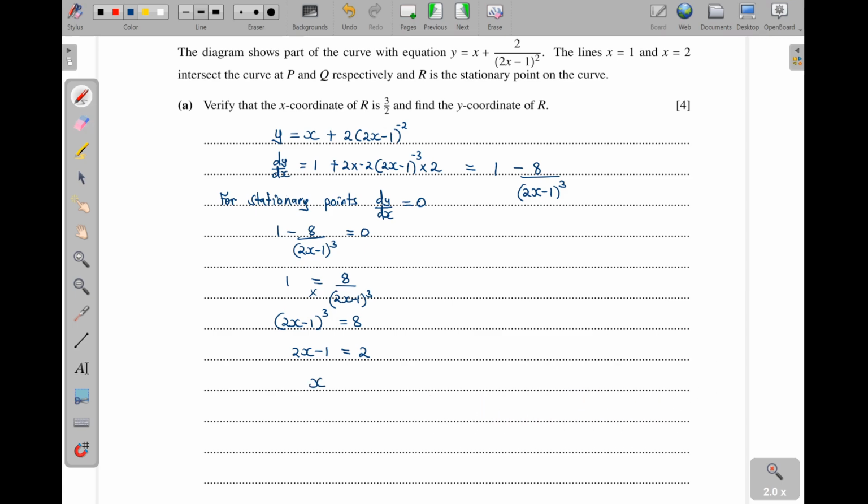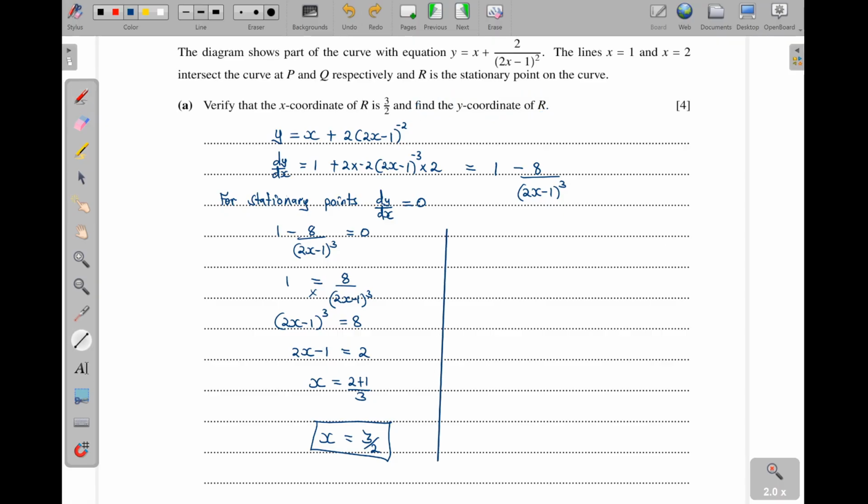Okay. So what will be our x? That is 2 plus 1, which is a 3 divided by 2. Not so? So they say that verify that the x-coordinate of R is 3 over 2. And indeed, it is 3 over what? Over 2. Then they said that find the y-coordinate of R.